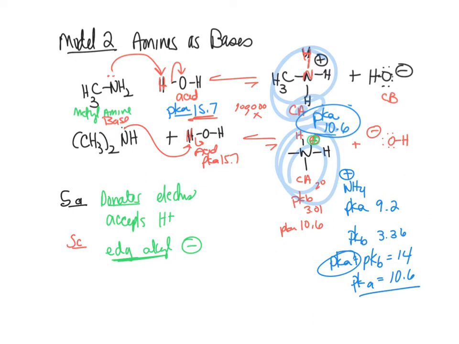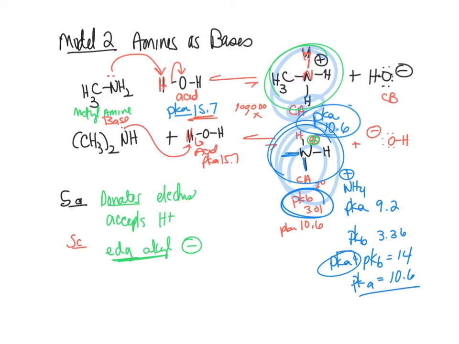Compare the conjugate acid from methylamine versus the conjugate acid from dimethylamine. This is your dimethylamine. Recall that alkyl groups donate electrons by induction. Which conjugate acid is more stabilized? The conjugate acid that's going to be more stabilized will be the dimethylamine.